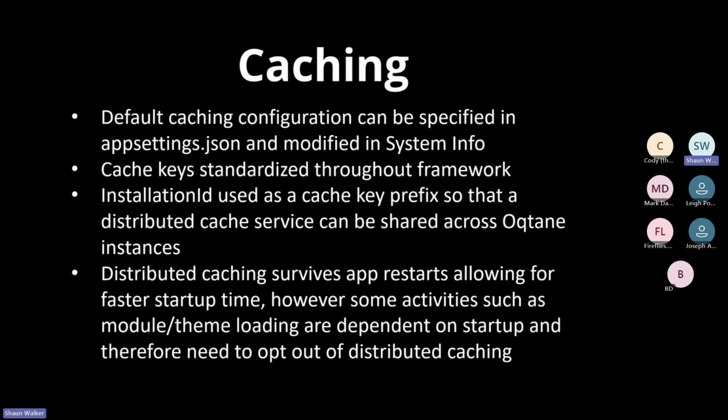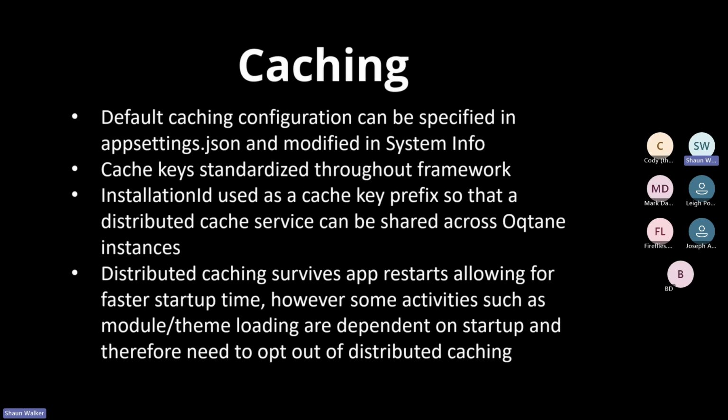For example, when Oqtane starts up, it iterates through the bin folder looking for modules and themes, and it uses reflection to see the capabilities of those modules and themes. And it registers services in dependency injection. So it does a bunch of things during startup, and then it caches the list of modules or themes. So that logic doesn't work, of course, if you're using distributed caching.